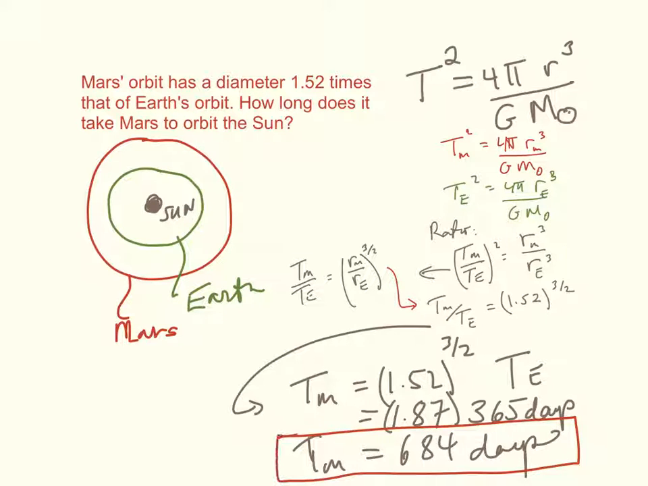It kind of makes sense. Mars is at a larger orbital radius. It thus takes longer for it to complete a full revolution around the Sun.